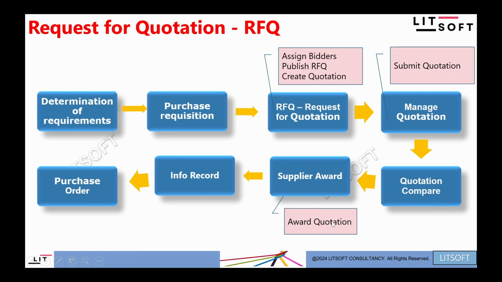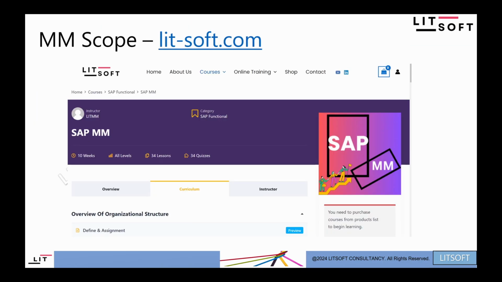So award quotation. Once we have taken the award quotation, we will go for either info record update as well as purchase order creation. So this is the overall perspective about the request for quotation.